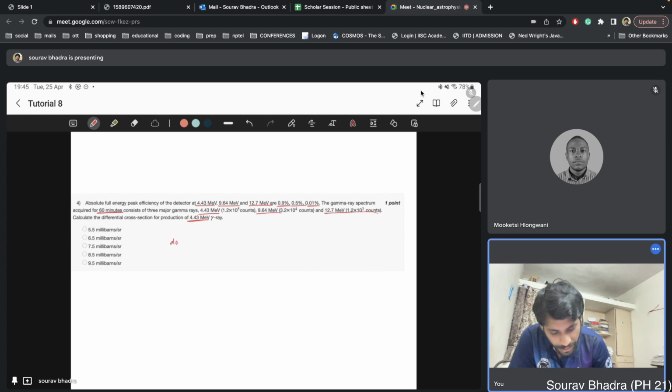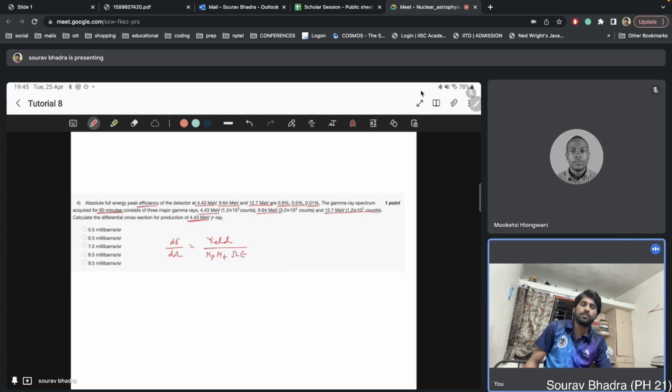So you know that d sigma by d omega is yield divided by np nt omega epsilon, where epsilon is the efficiency, which is given as 0.9%, 0.5, and 0.01. Omega is the solid angle, np and nt are the number density of projectile and target, and yield is the yield.